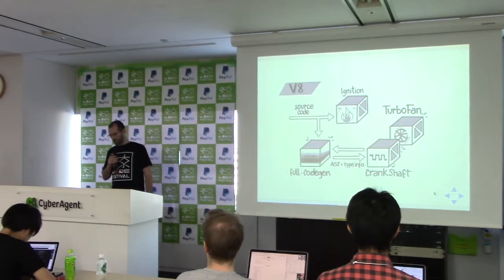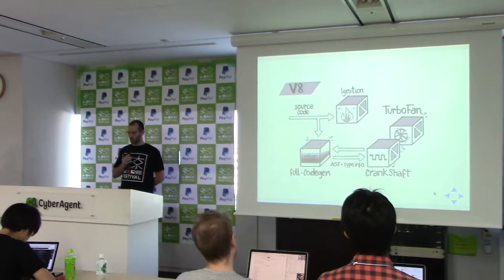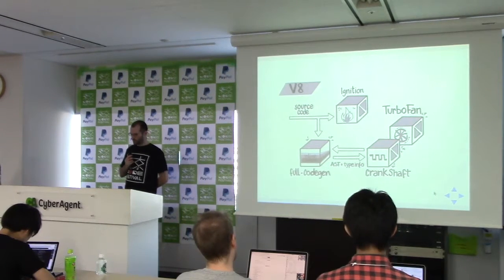So the top left corner will have the unoptimizing compiler. Sorry, the bottom. Bottom right, you have two different optimizing compilers, Crankshaft and Turbofan.